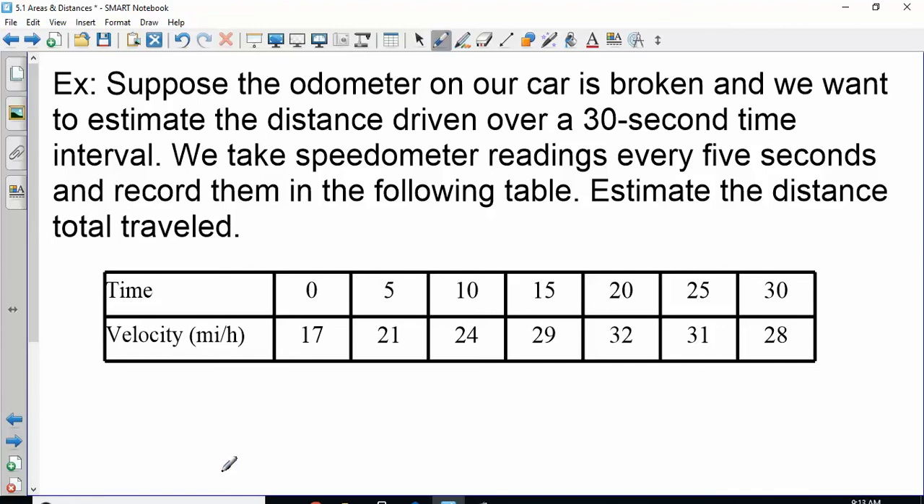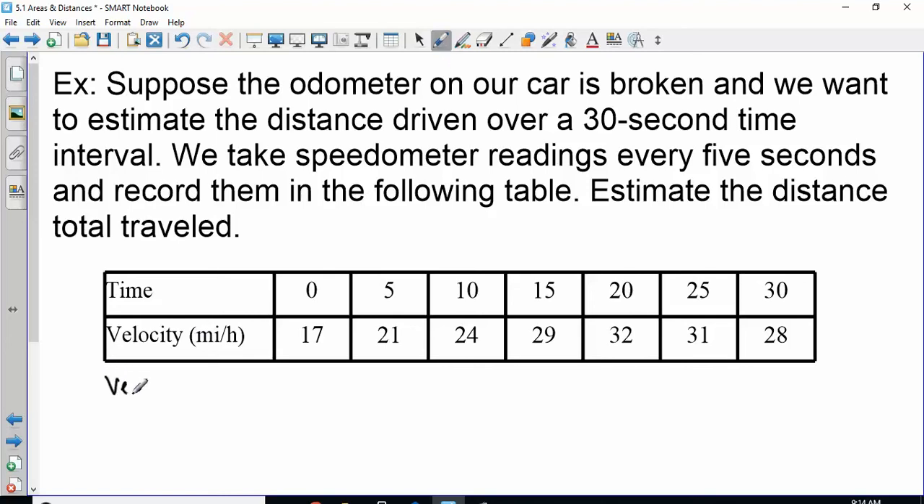Our time is measured in what? Seconds. Your velocity is in what? Miles per hour. So we have to change that. Our units need to match. Now we can change our velocity to miles per second, but that's going to give us some really small nasty numbers, isn't it? Do you want to go to maybe feet per second? That would probably be a nicer unit.